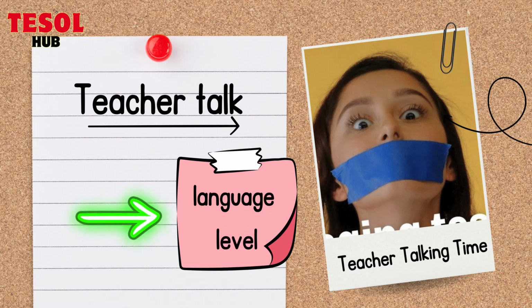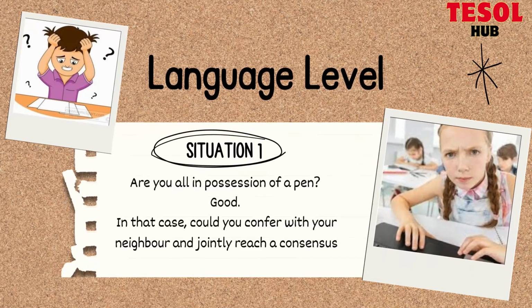The second part of teacher talking time is the language level. So teachers need to grade their language according to the students' level. If you're teaching young learners, it will be totally different from middle school and high school and so on, or for the advanced levels. So you need to grade your language according to the students' level.